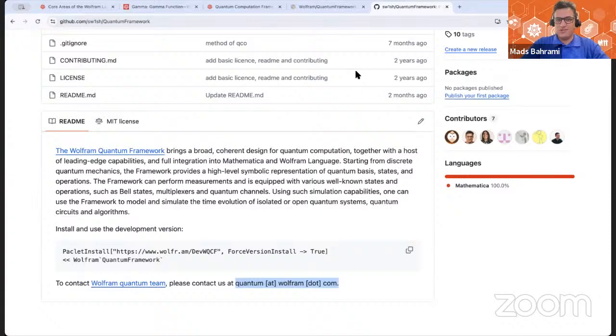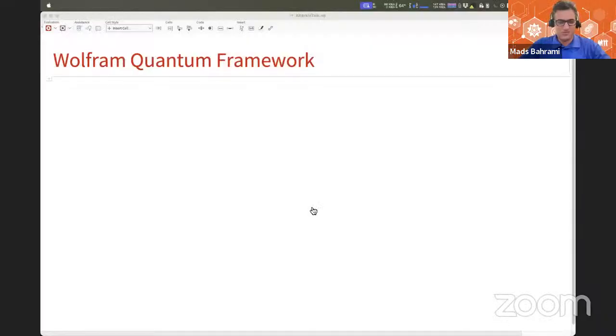Now we are going to switch gears. Nick is going to share his screen, and we are going to discuss the quantum framework and what we call the Wolfram quantum framework.